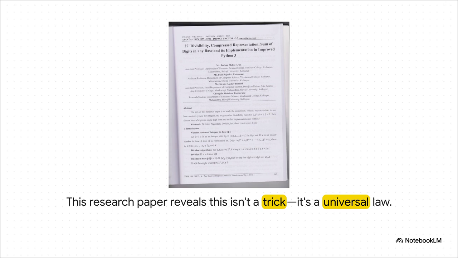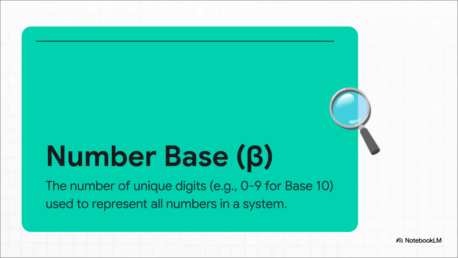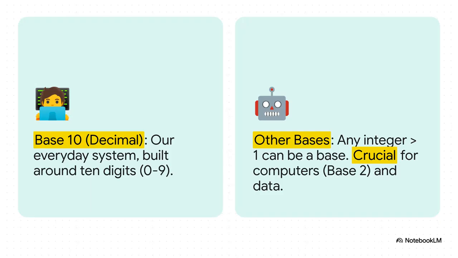And to really get it, we first have to talk about something called a number base. So the system we all use every single day is called base 10. That's simply because we have 10 unique digits to work with, 0 through 9. But that's not the only way to do it. Computers, for instance, they use base 2, which only has 2 digits, 0 and 1. And it turns out pretty much any whole number bigger than 1 can be a base.